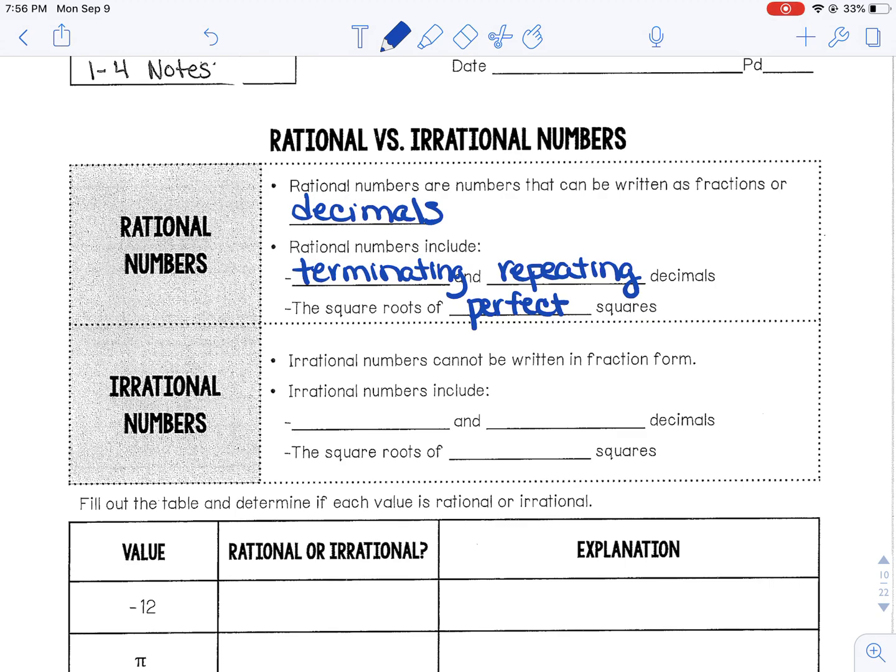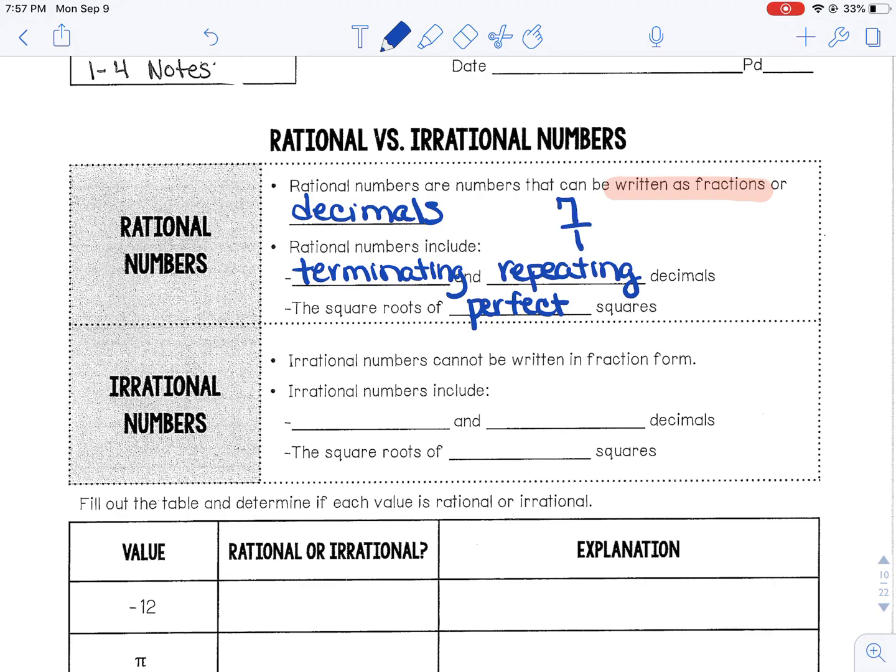First of all, one of the important things is if you can take a number and you can make a fraction out of it, then it is a rational number. For instance, I can take 7 and make that into a fraction. I can make any number into a fraction by putting a 1 underneath it.